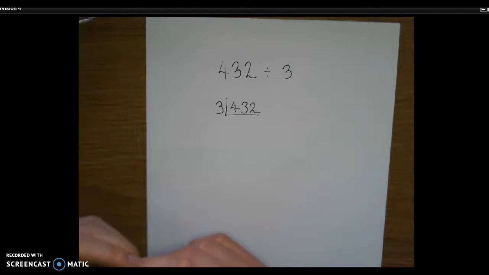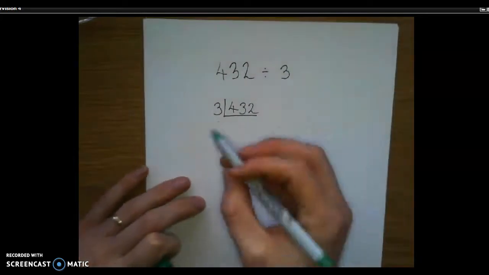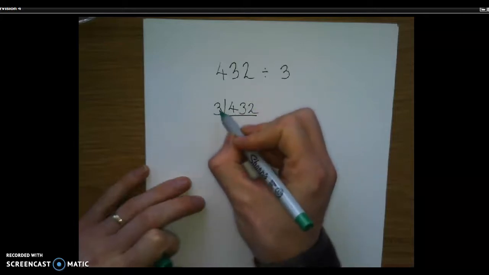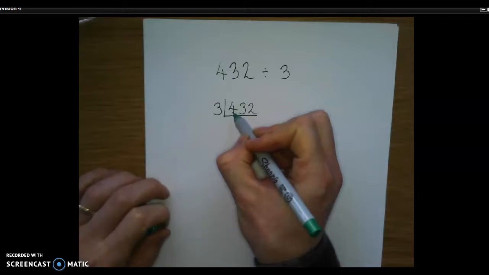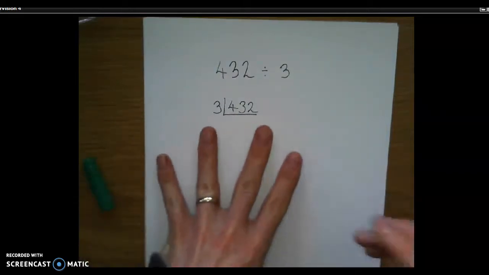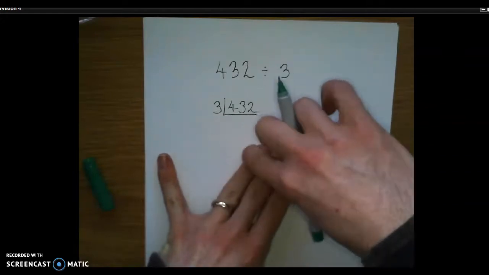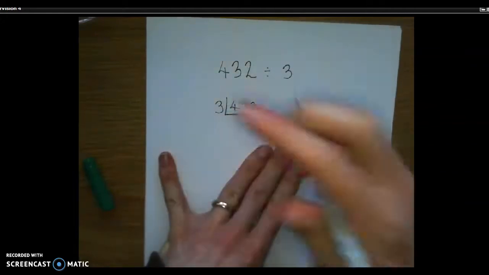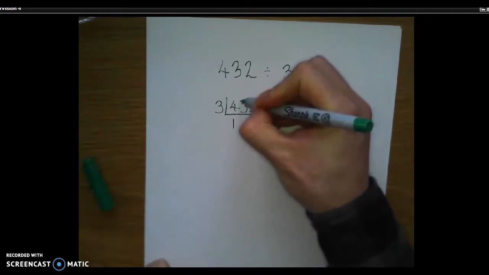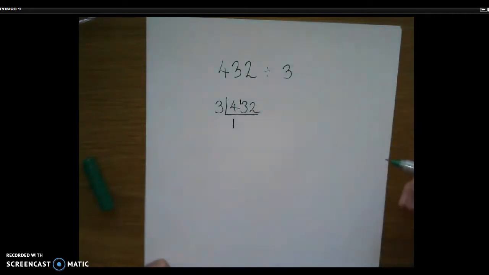So here's what you do. You start off by going into this number. So, how many times can 3 be taken out of 4? Okay, I'm going to do it with my fingers very quickly. There's 4. How many 3s are there? 1, 2, 3. There's one group of 3 with 1 left over. So 3 goes into 4 once with 1 remainder.